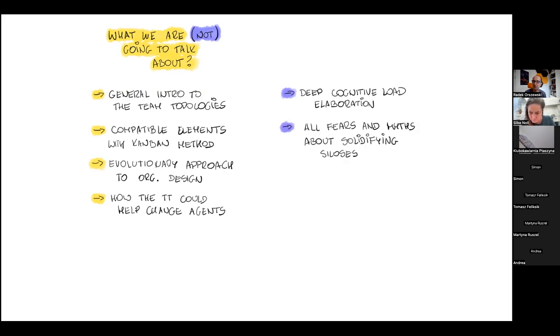Of course, there are many fears and myths and misconceptions about Team Topologies being an approach which solidifies even more silos or separation of teams or limits collaboration, which I have found interesting because, sorry to say it, for me, in the majority of cases, it was a result of not reading the book or not getting the concept whole. So you can of course build your opinion based on something superficial.